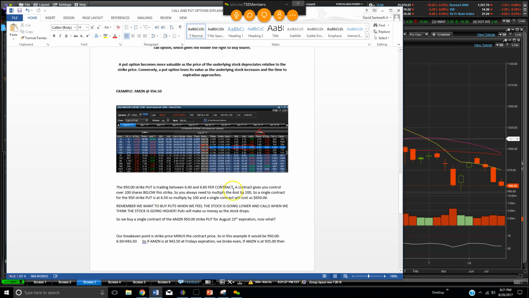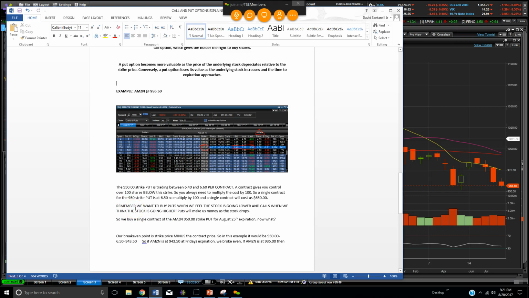Okay, so the put, just like the call, gives you control over 100 shares below the strike. Short. It gives you control over short shares below the strike price. So you always need to multiply the cost by 100, just like I said. So if it's $6.50, we multiply that by 100. So a single contract for this 950 put is going to cost us $650.